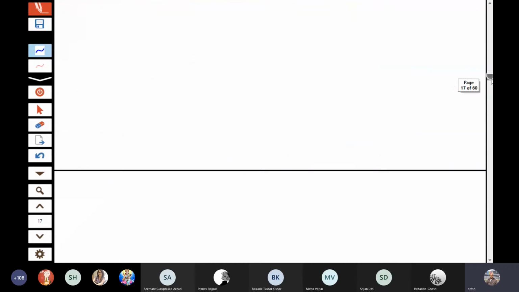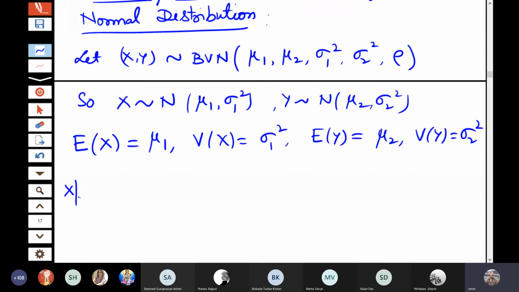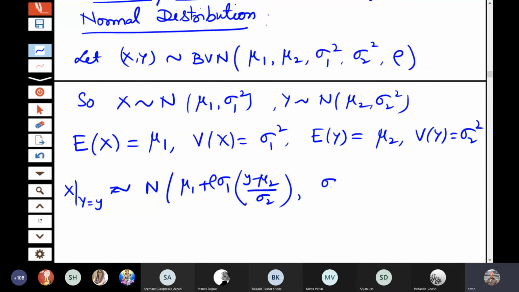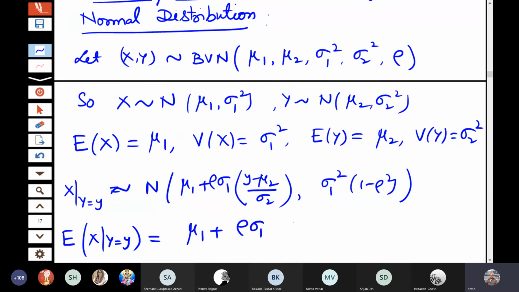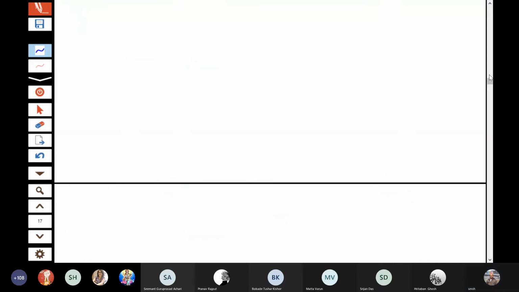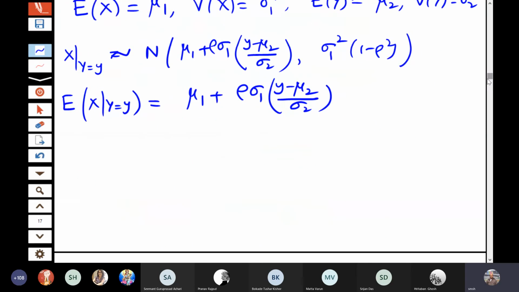If I consider the conditional distribution of x given y, that is normal with mean mu1 plus rho sigma1 times (y minus mu2) by sigma2, and variance sigma1 square times (1 minus rho square). Then the expectation of x given y is mu1 plus rho sigma1 (y minus mu2) by sigma2, and the variance of x given y is sigma1 square (1 minus rho square).